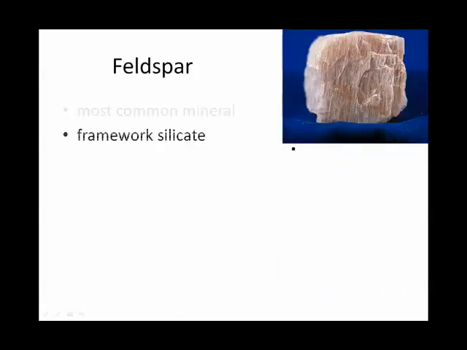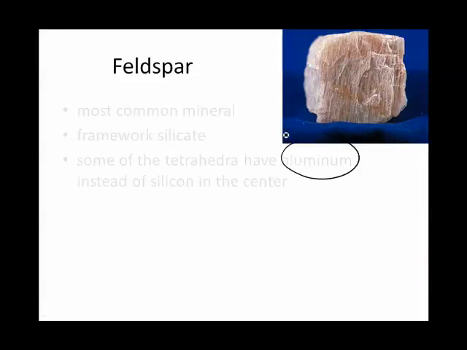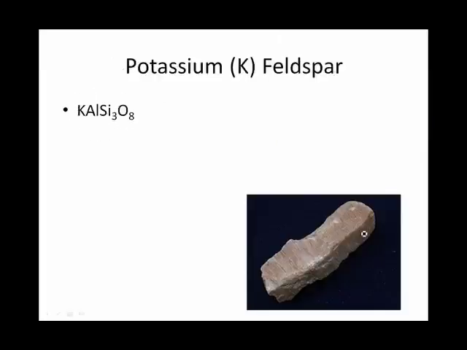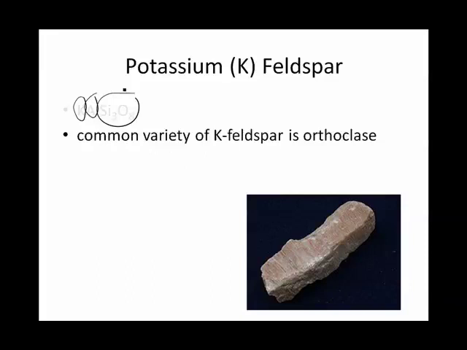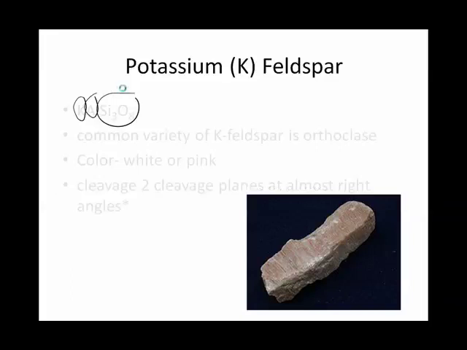Feldspar is the most common mineral in the world. It's a framework silicate, but some of the aluminum has taken the place of the silicon. That leaves space for all sorts of other cations to become involved, since aluminum and silicon don't have the same valence. Potassium feldspar, as you might guess, has potassium and aluminum and silicon and oxygen. A very common variety of potassium feldspar is orthoclase. It could be either white or pink. It breaks in 2 cleavage planes almost at right angles.